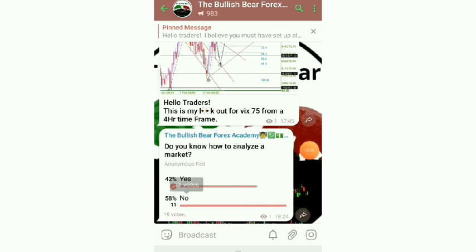Okay, so 19 people have responded to this poll, and out of the 19, 11 said no, I don't know how to analyze the market, and 8 said yes, I know. So this is for you to know that quite a lot of people don't really know how to analyze the market. Both new traders and people who have been trading for a long time, not everybody really knows how to analyze the market. So that's why I want to make this video right now and teach you guys. Make sure you stay to the very end of this video to understand everything that I'm going to explain.